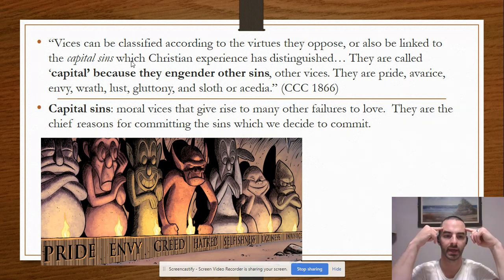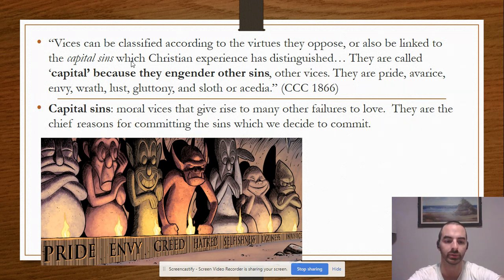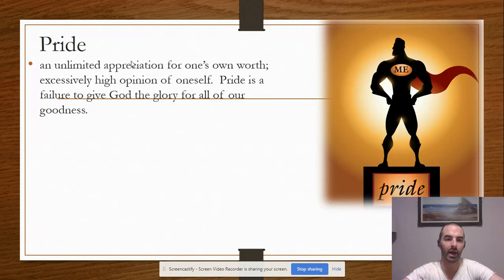Definition given here on the slide. Capital sins are moral vices that give rise to other failures to love. They're the reason why we do this, you know. And you see them pictured here kind of as scary gods of sorts. So, yeah, that's what they are. And you're going to see what they look like as we cover all seven of them. Number one is pride.